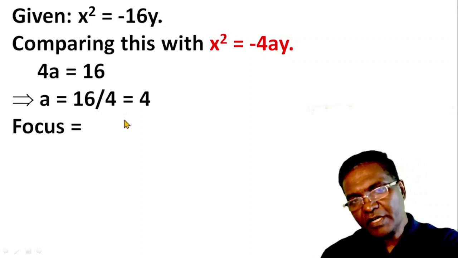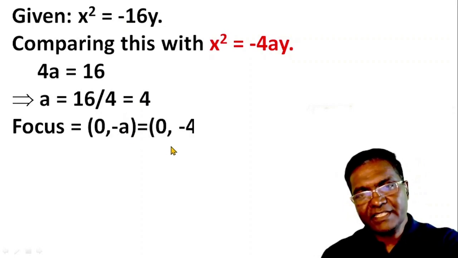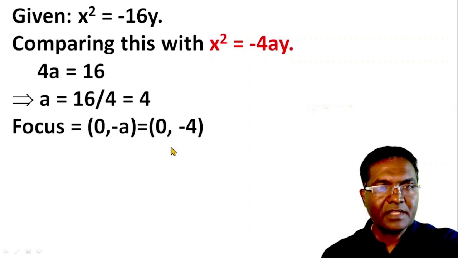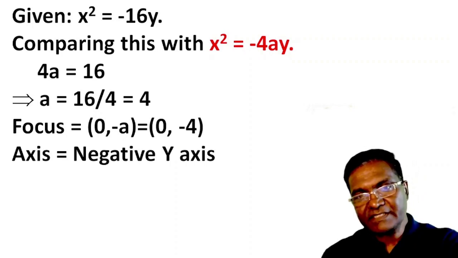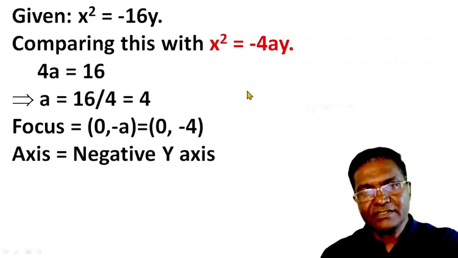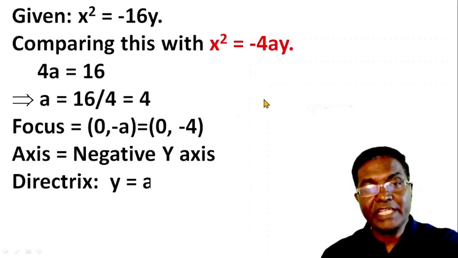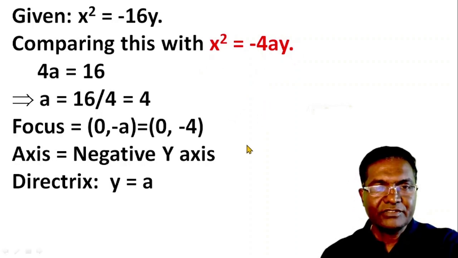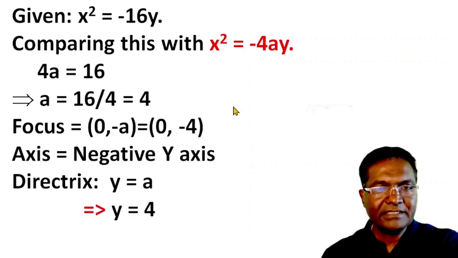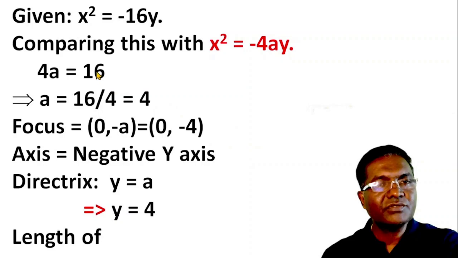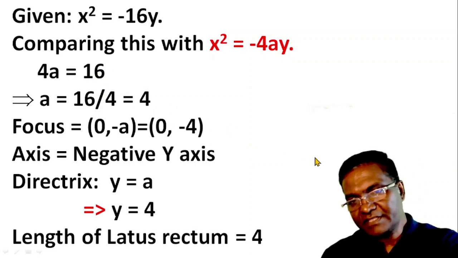So focus is 0, minus a, that is 0, minus 4. And axis is negative y-axis. Directrix is y equal to a, so y is equal to 4. And length of latus rectum as usual is 4a, that is 16. I hope you are enjoying.